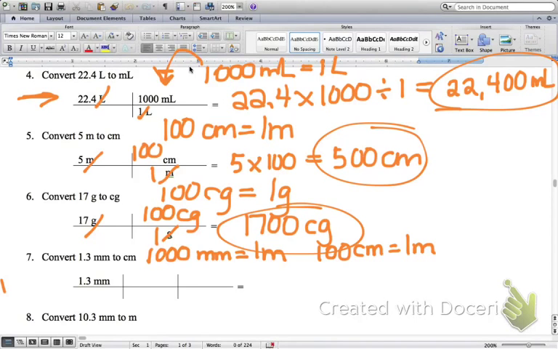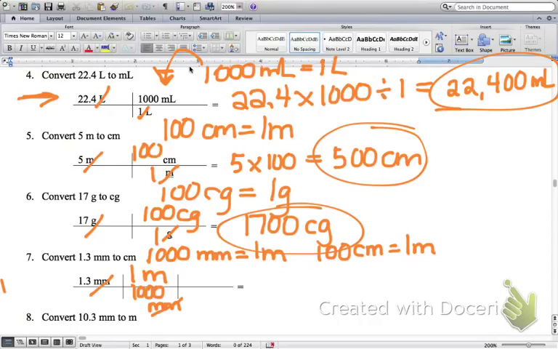Now, which one am I going to use first? The millimeter or the centimeter conversion? Millimeter is what I'm going to use first. How am I going to arrange it? Am I going to put my 1 meter on the top or the bottom? Ah, my 1 meter needs to go on the top. Very good. So what's going to go on the bottom? 1,000 millimeters goes on the bottom so that my millimeters cancels out.